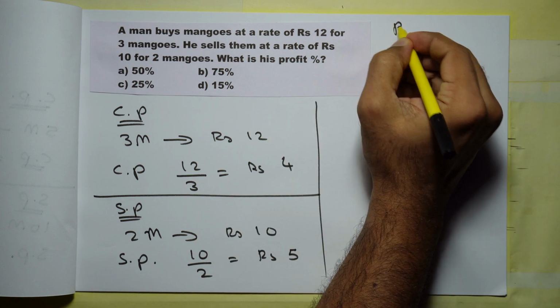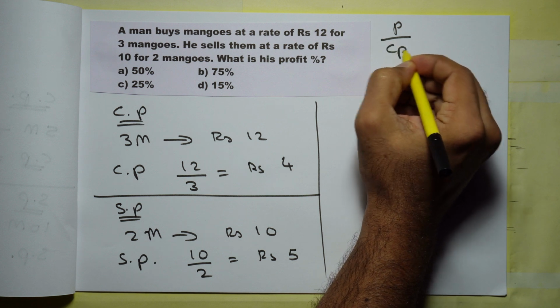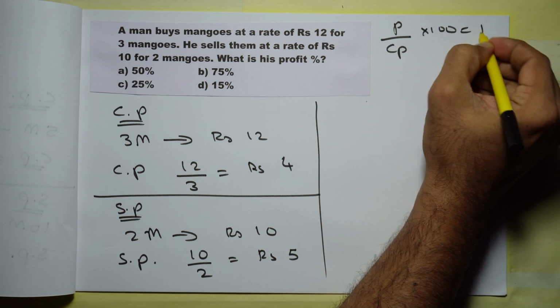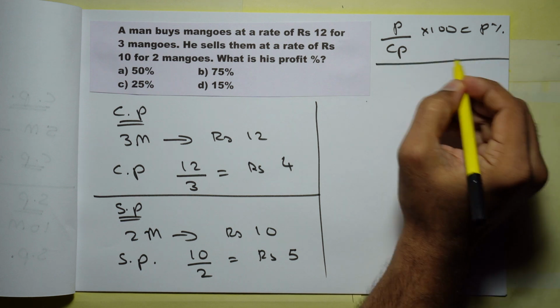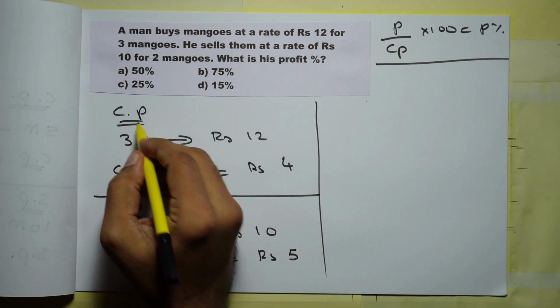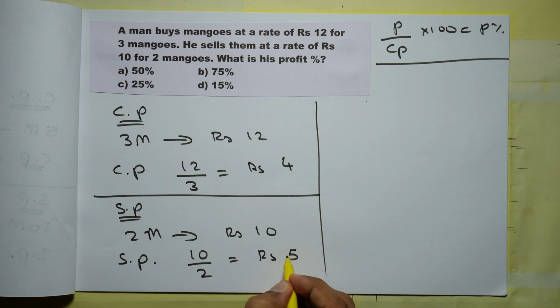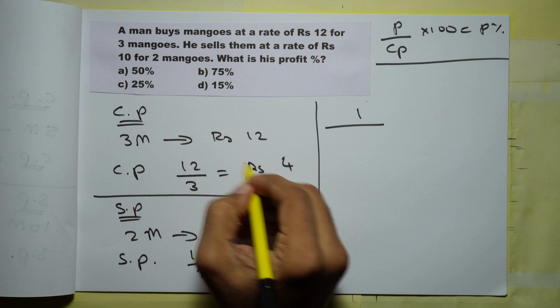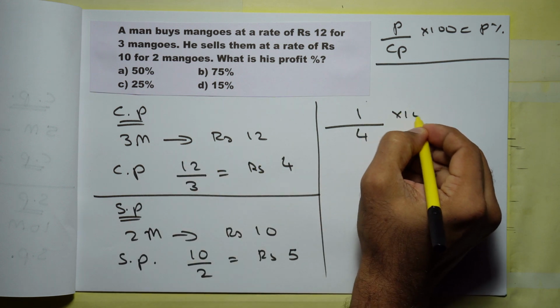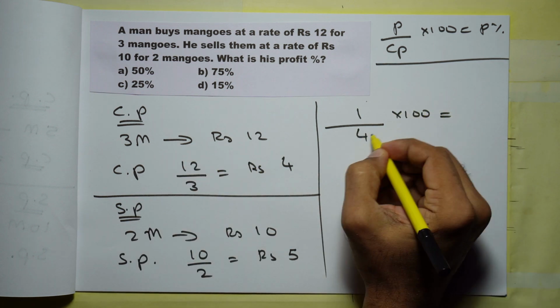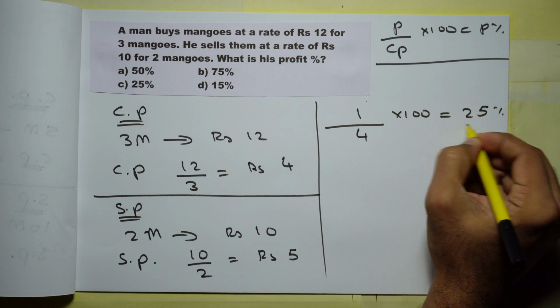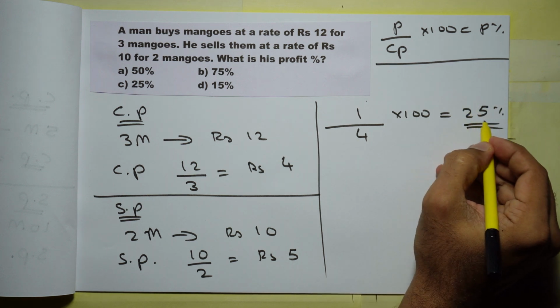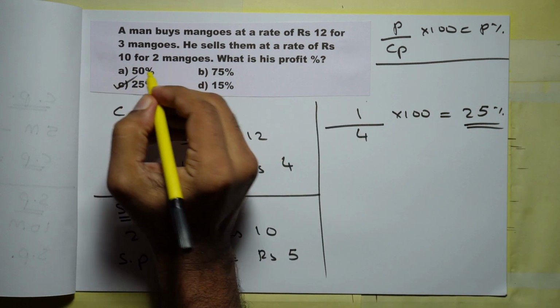So you have the basic equation, profit out of cost price into 100 gives you profit percentage. So we'll just substitute into this equation. His cost price is 4 and he sells it at 5. So he makes a profit of 1. That is SP minus CP, 5 minus 4. Profit is 1 out of CP. Cost price is 4 into 100 gives you profit percentage. That is 100 by 4 gives you 25% profit. So his profit percentage will be 25%, option C.